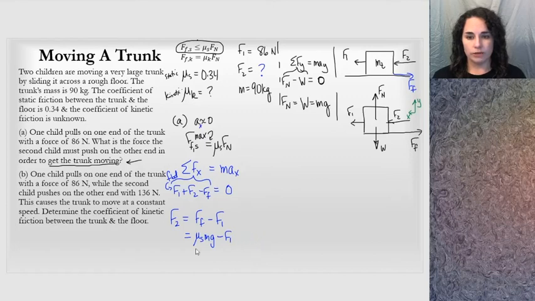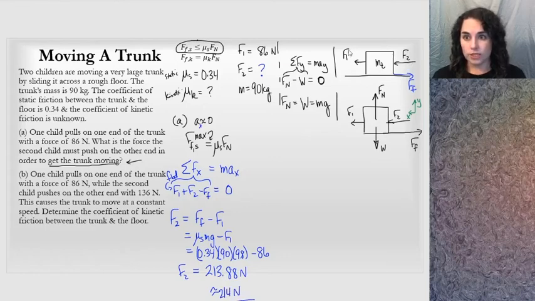I'm going to move it down here. 0.34 times 90 times 9.8 minus F1. F1 is 86 newtons. So when I solve for F2, when I run this through the calculator, I get 213.88 newtons. Or you could say about 214 newtons.